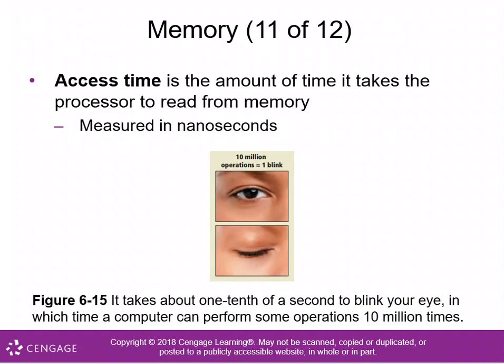Okay, next we have access time. What is access time? Access time definition is the amount of time it takes the processor to read from the memory. Masa yang diambil oleh processor untuk membaca data daripada memory. Untuk retrieve. Read tu maksudnya retrieve data from memory. So, usually measured in nanosecond. So, it can process 10 million operations in just one blink.